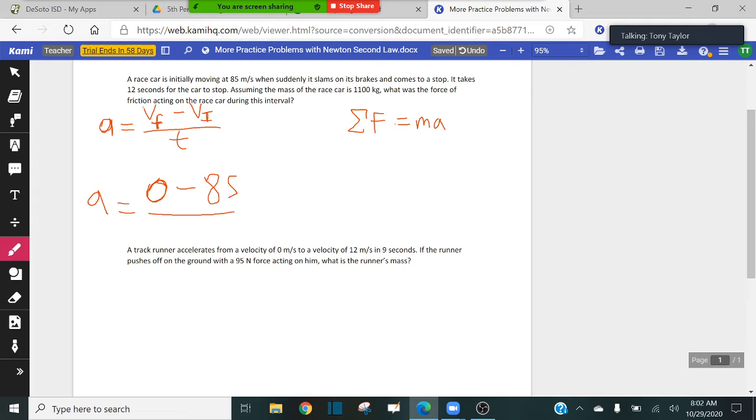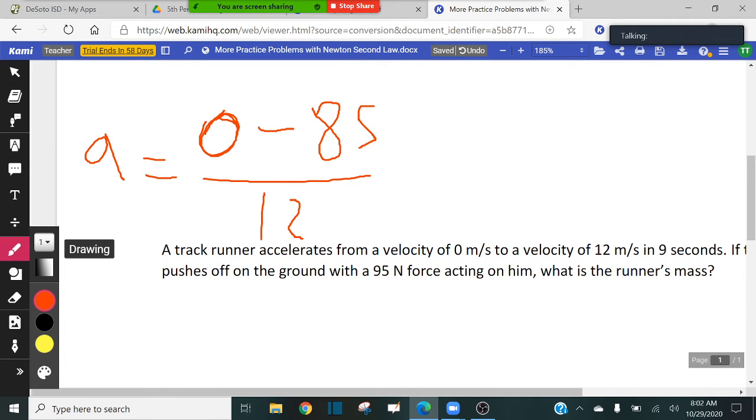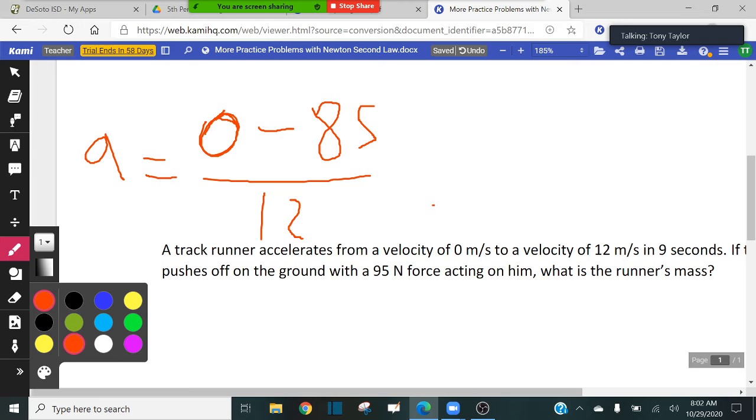Now, the acceleration was over a period of 12 seconds. So I'm going to plug in 12 for my time. So if I do negative 85 divided by 12, that gives me an acceleration of negative 7.08 meters per second squared.